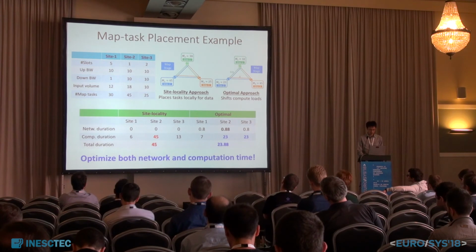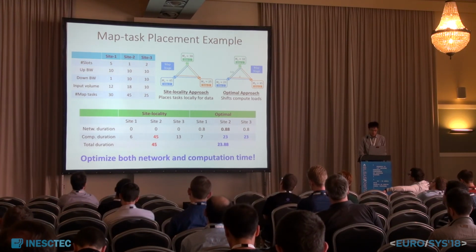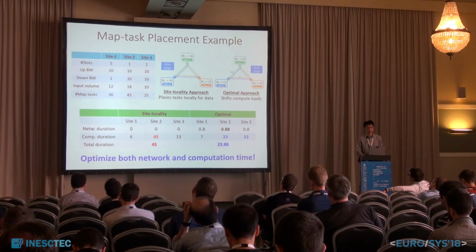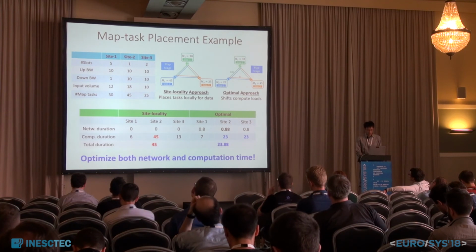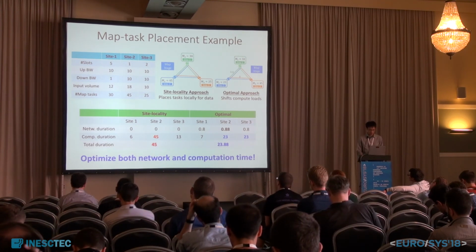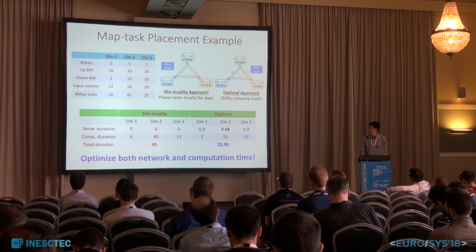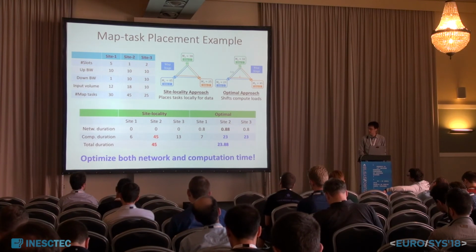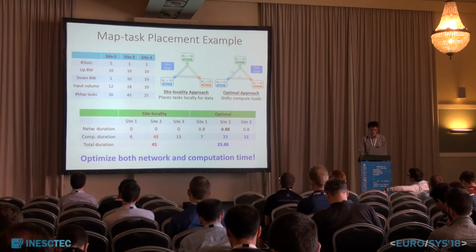Now, the common approach for map task placement is the site locality approach, which basically leaves all of the map tasks to run locally in order to meet data locality, which results in 0 network transfer time. But it will incur significant computation time, especially for site 2, since it has the most volume of data to process, but has the least number of computing slots.